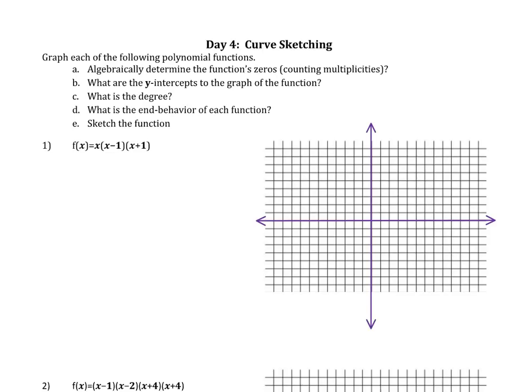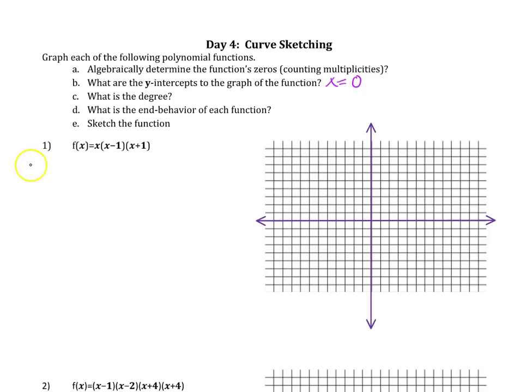So here we go. We're going to graph each of the following functions based on a few things which we have listed. We'll determine the function zeros, and we'll do that algebraically. We will use their y-intercept, so that's where it crosses the y-axis, which occurs when x is equal to 0. We'll talk about the degree, which will help us then determine end behavior, and then we'll sketch our function.